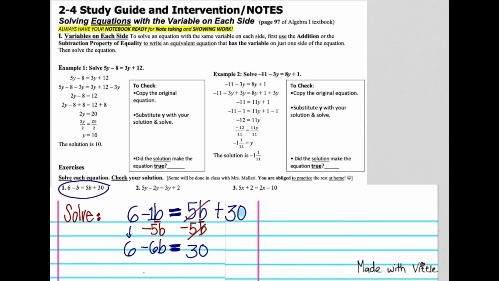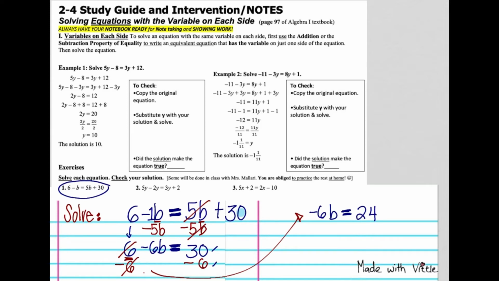Let's keep eliminating by doing the inverse or addition property of equality. Now let's try to eliminate this 6 on this side so we can have that negative 6b alone. That's a positive 6, so minus 6. Do the same thing here on the other side. So what's left on the left side of the equation is just the negative 6b. On the other side, 30 minus 6 is 24.